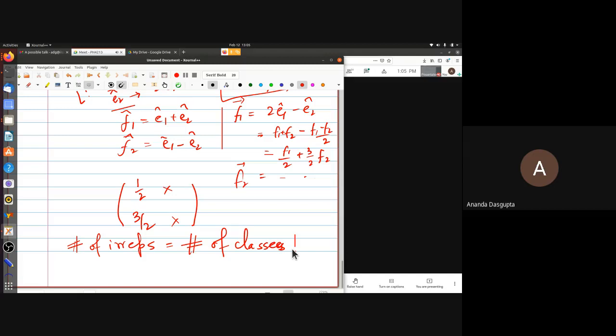So can anybody tell me how many irreps does S3 have? Three, right? Because you have three classes. S3 has three classes, and S3 therefore has three irreps. That, of course, will depend on the particular group you are talking about. For S3, you have three irreps.